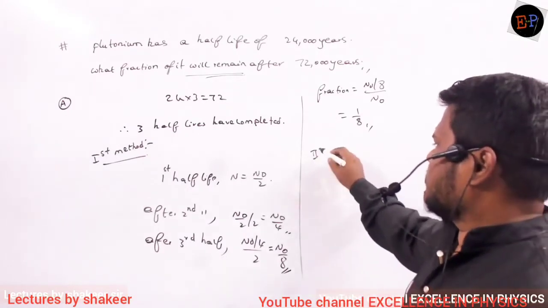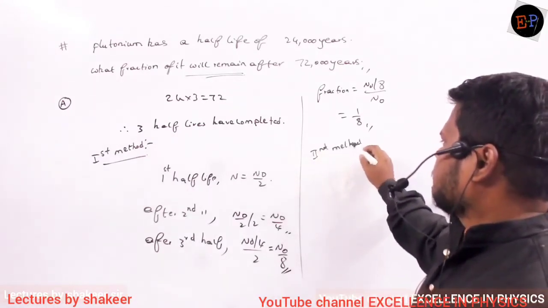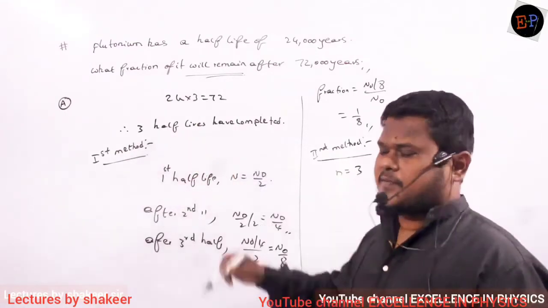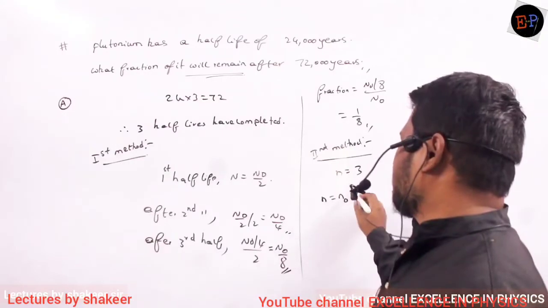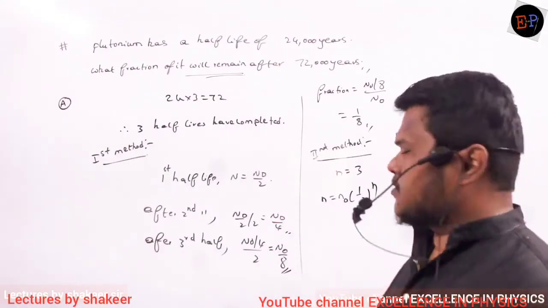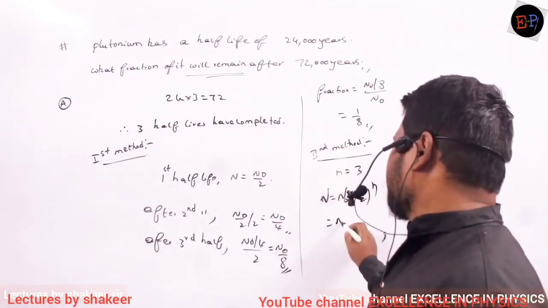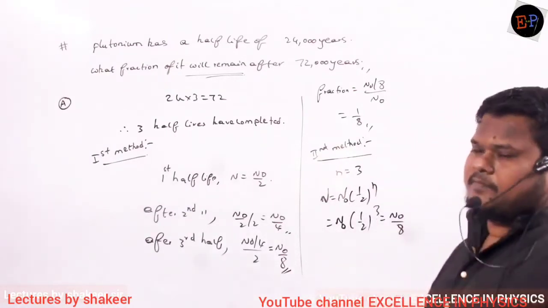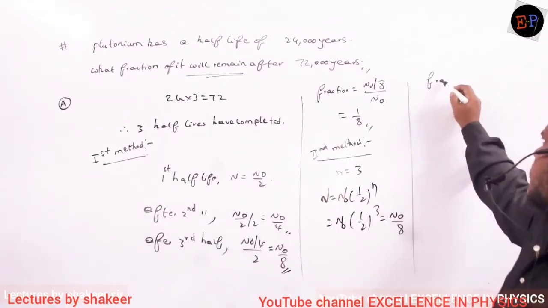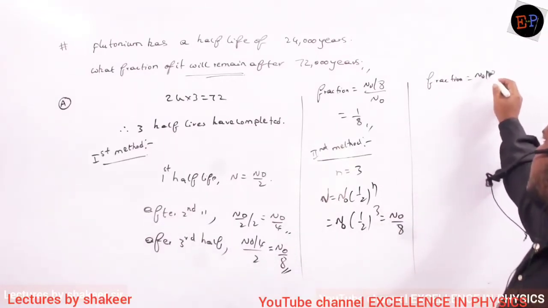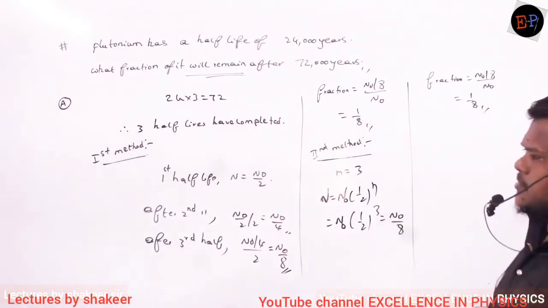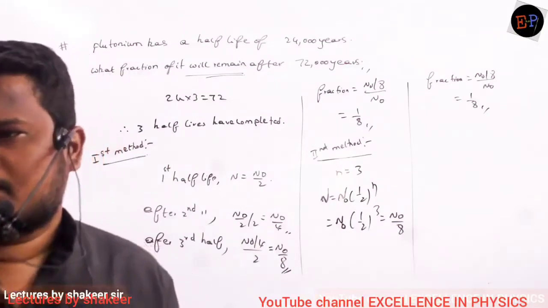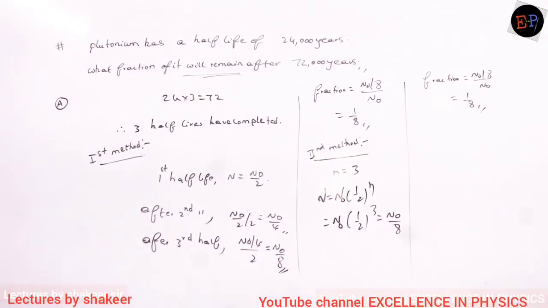If I want to do it in a second method by using the equation, number of half-lives are 3. So substitute. N is equals to n0 multiplied by 1 by 2 power n. This is the equation. So n0 multiplied by 1 by 2 power 3, n0 divided by 8. So again fraction, how can you calculate? n0 by 8 divided by n0, 1 by 8. That is the answer. That's all. So 1 by 8 the fraction of atoms are still ready for disintegration. That is the meaning of it.